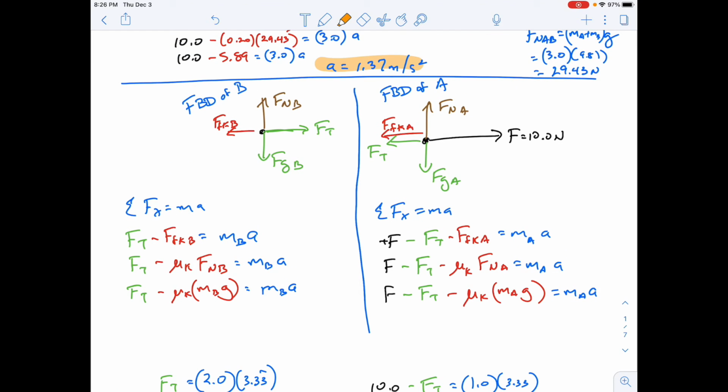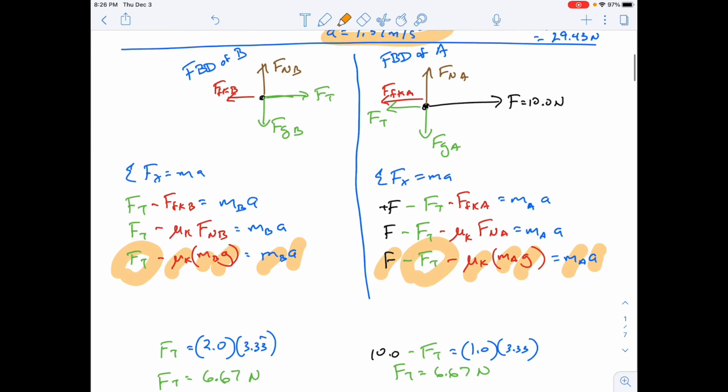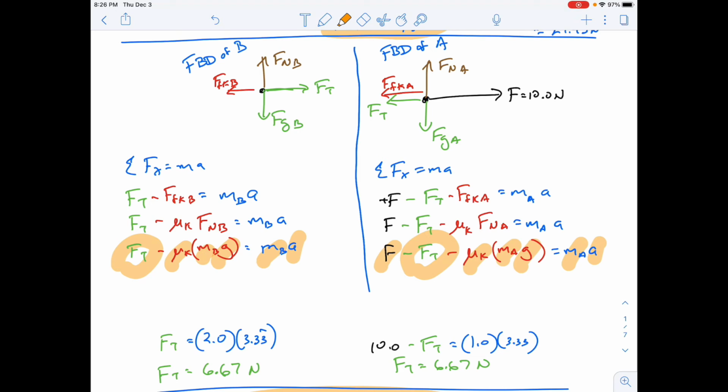And so since we know the acceleration, we know the mass, we know the g, we know the mass, we know the mu, I can solve for ft. And same thing over here. I know the acceleration because I solved it for the entire system. I know the mass, I know the g, I know the mass, I know the mu, I know f, so I can solve for ft. So I can solve for that if I want to. And if you go and solve for the tension, you're going to find that the tension is the same exact as it was in the previous problem. You're going to find the tension is going to be 6.67.